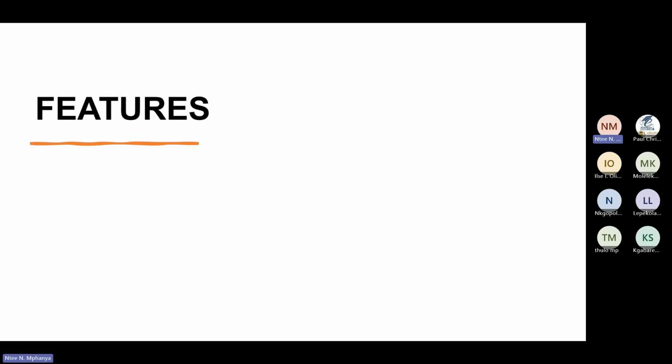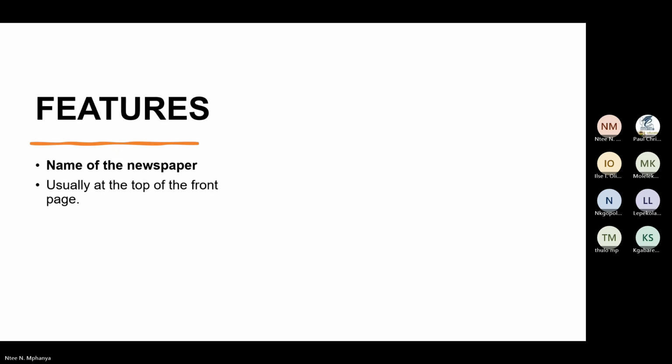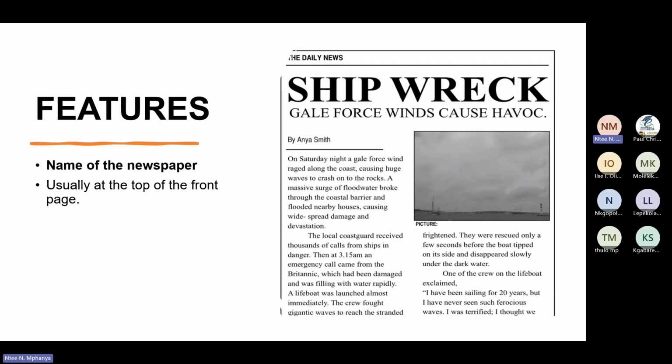Let's go straight to features of a newspaper report. We have the name of the newspaper. This is what you must include when you write your newspaper report. This is what the structure or the format should look like. And that's where you get your second tier mark, the format. It is usually at the top of the front page, but it must always be on the front page, right above everything else. And this is how it looks like. There is the name of the newspaper, the Daily News.